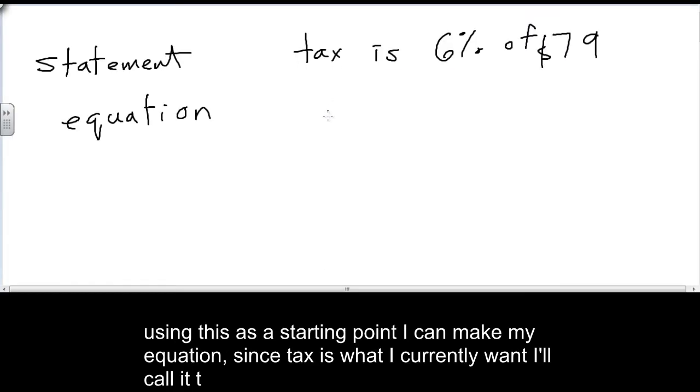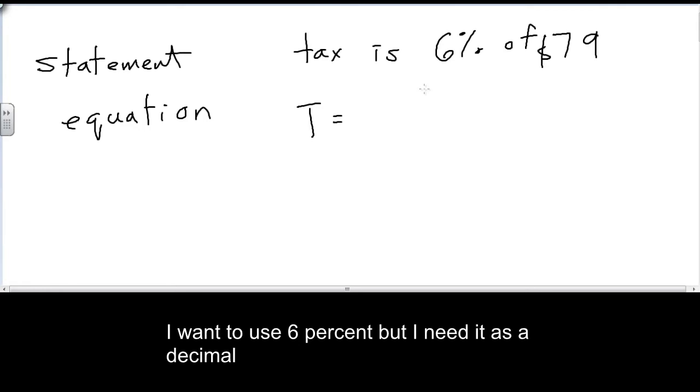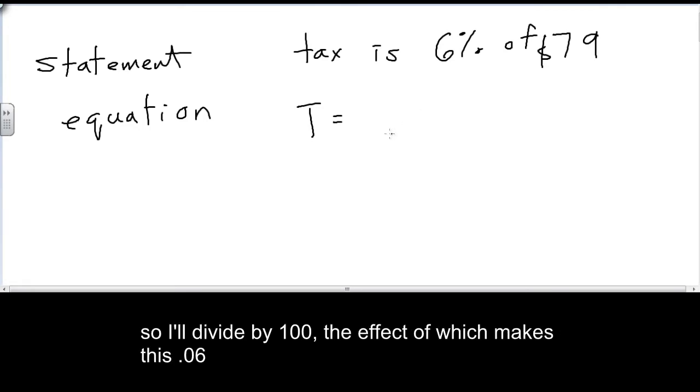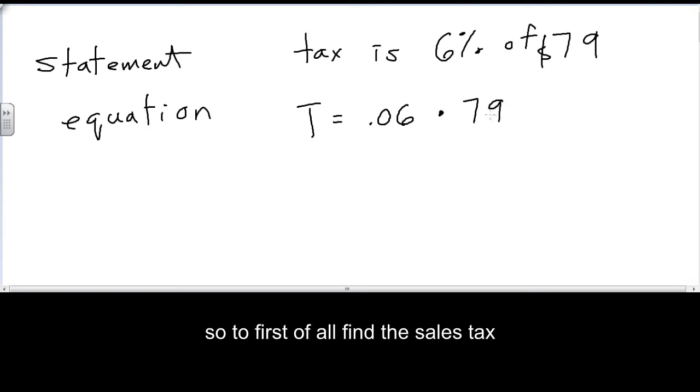Since tax is what I currently want, I'll call it T. "Is" is interpreted as an equal sign. I want to use 6%, but I need it as a decimal, so I'll divide by 100, the effect of which makes this 0.06. "Of" is interpreted as a multiplication sign, and 79 is 79. So to first of all find the sales tax, I'll need to do 0.06 times 79, which gives me a sales tax of $4.74.